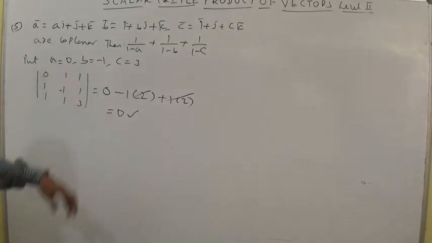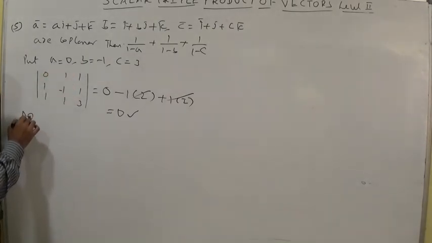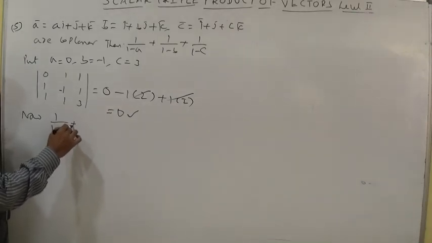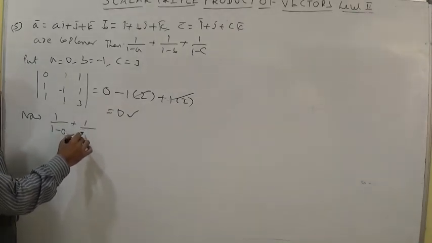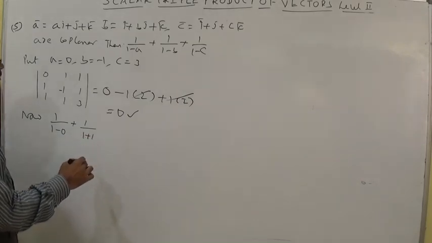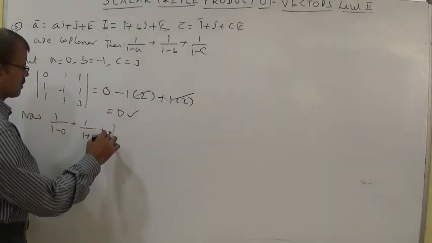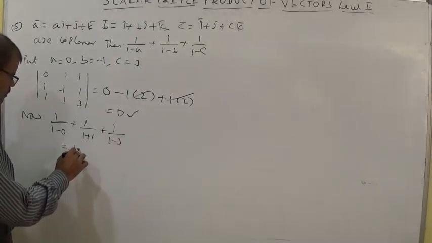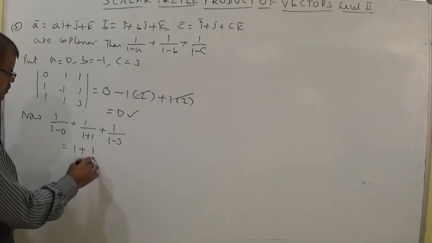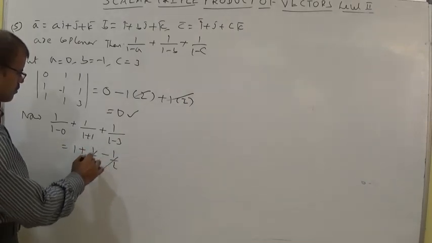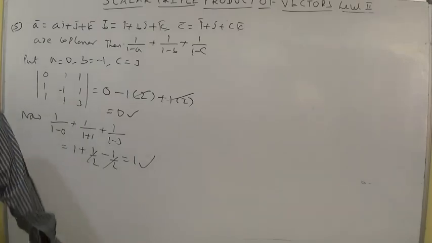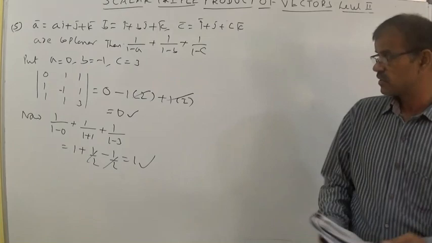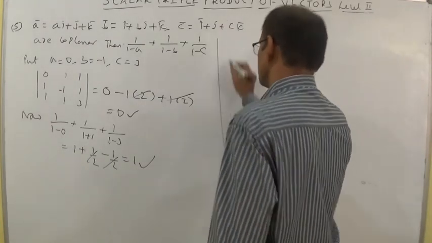The vectors are coplanar. Now 1 by 1 minus A means 1 by 1 minus 0, plus 1 by 1 minus B, so 1 by 1 minus of minus 1 is plus 1, plus 1 by 1 minus 3. So this is 1 plus 1 by 2 minus 1 by 2. 1 by 2 and minus 1 by 2 is 0. Answer 1. Here the option is the fourth option, fifth question. It is right. Next let us discuss the sixth question.